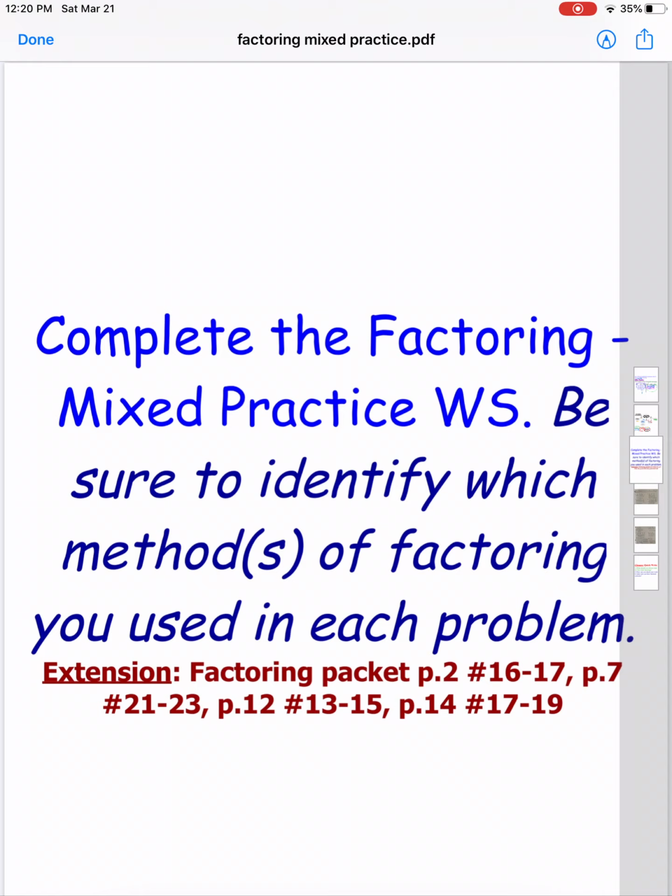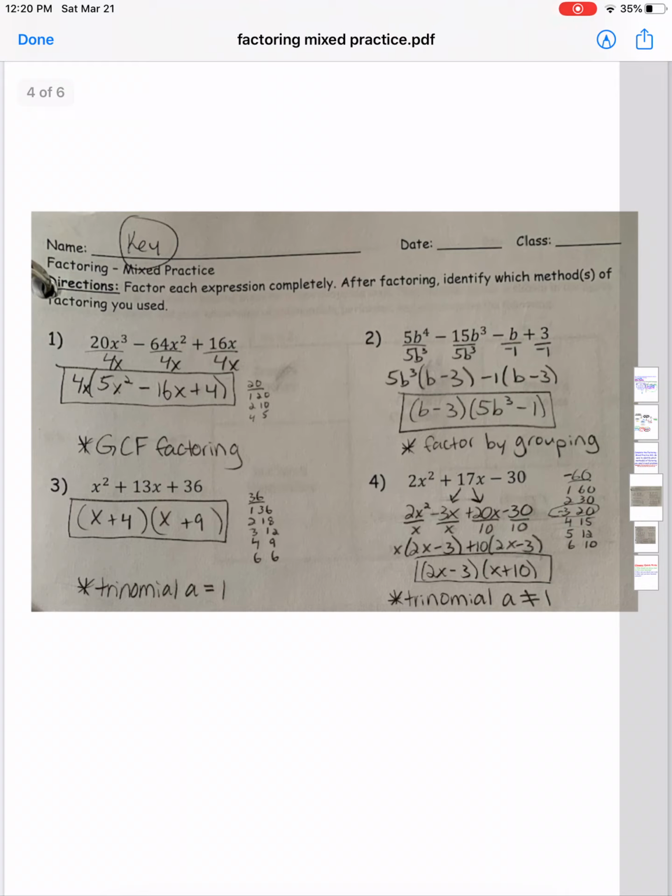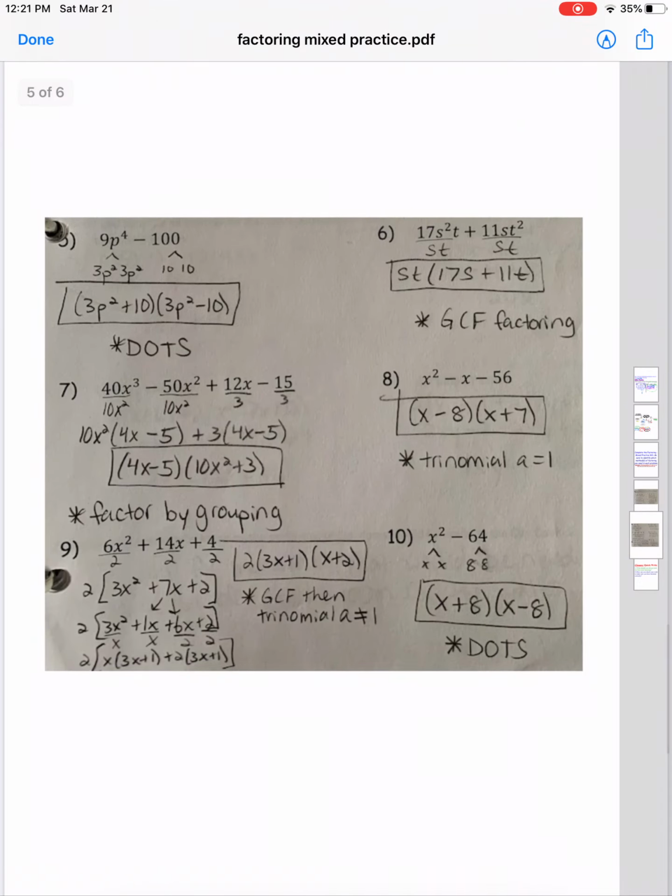Okay, so at this point, you should only be coming back to this video if you've completed the worksheet. Here are your answers for the worksheet. I'm going to just scroll through this a little bit quickly, so go ahead and pause the video when you want to check your work. Again, the final answers are boxed, and then I put with a little star under each problem the type of factoring I used. So here are your answers for questions 1 through 4. And scrolling down, here are your answers for 5 through 10.